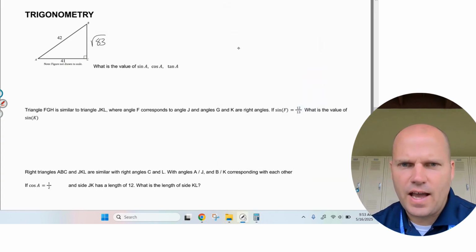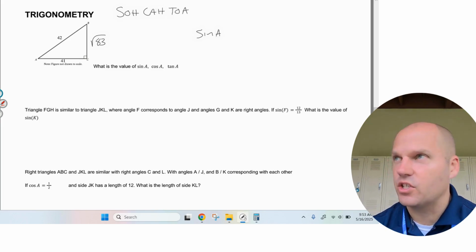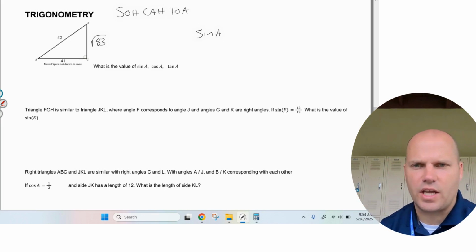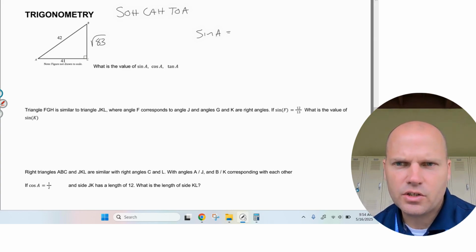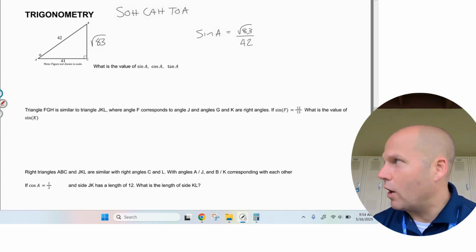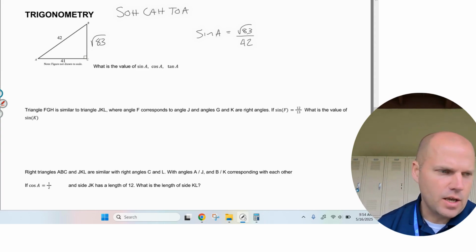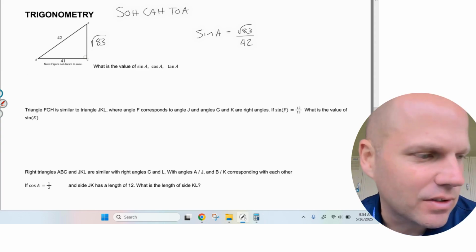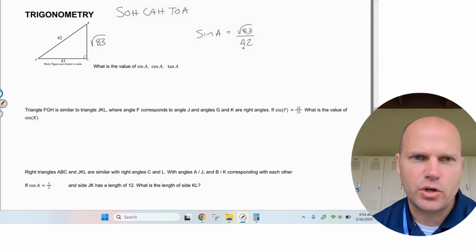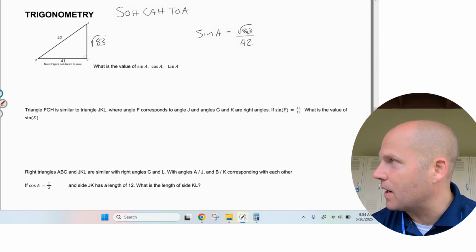So the sine of A, and we're using SOHCAHTOA, as this is the definition of the ratios that will exist in these right triangles with these right angles. Sine of A is root 83 over 42. Any right triangle with the angle A, that exact angle, will have this ratio of their side lengths of opposite over hypotenuse.